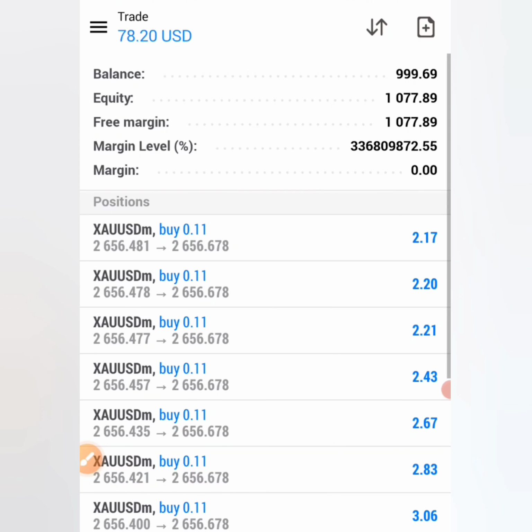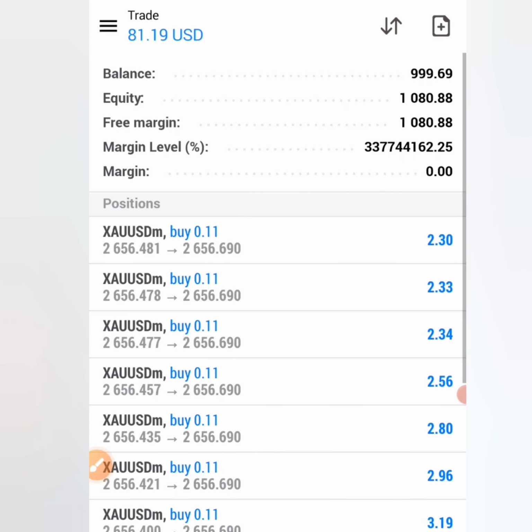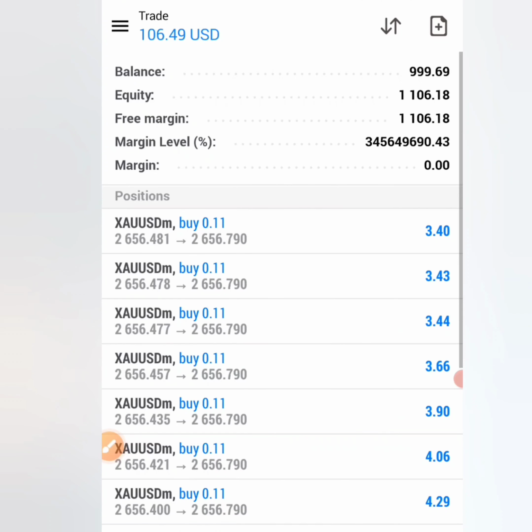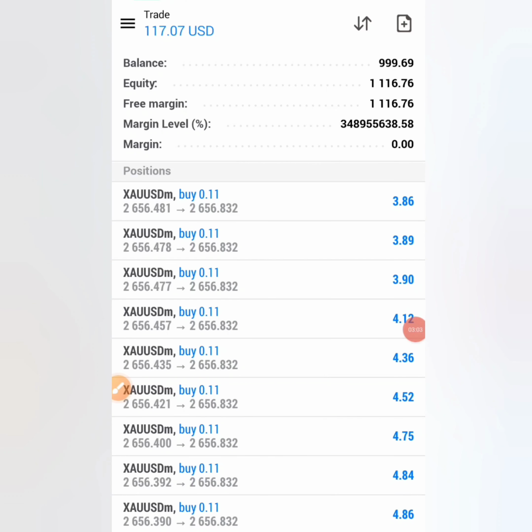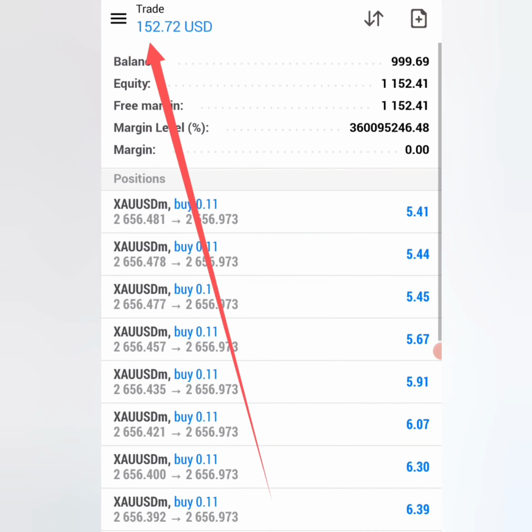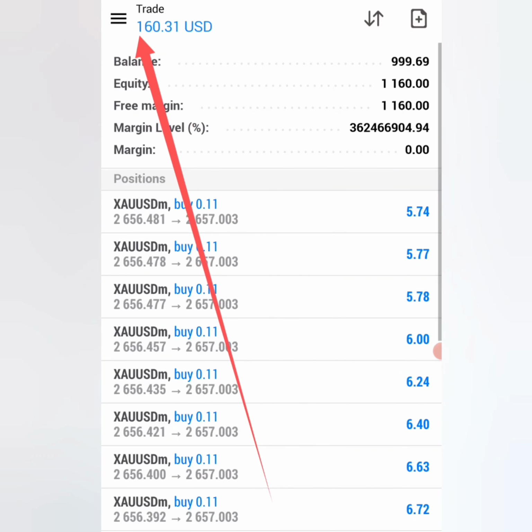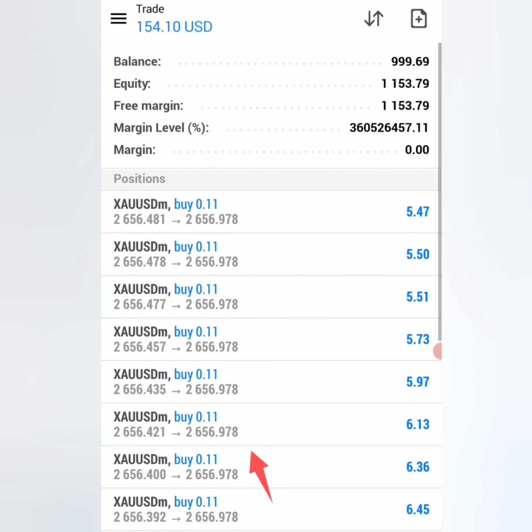$80 in profits right now, just a few seconds into this trade. This is actually looking good, $100 already. I hope you are seeing how powerful this strategy is. And if you also want to make up to $150 with this strategy, pay close attention to what I'm about to share with you right now.